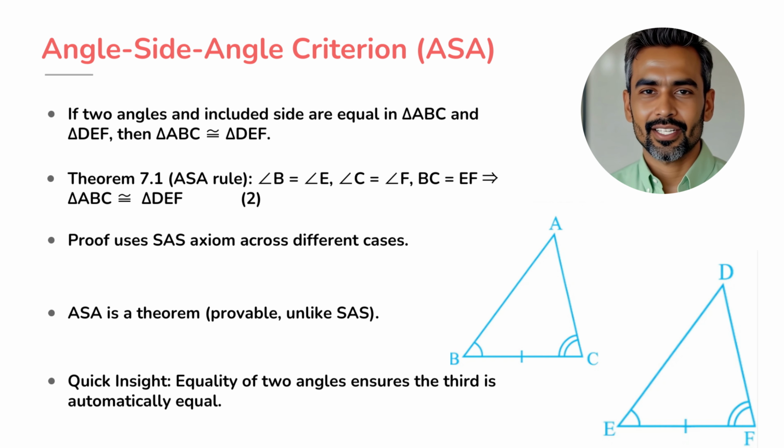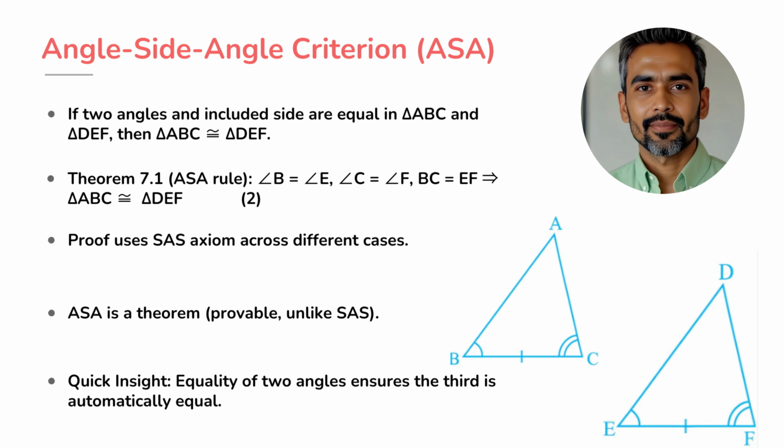Let's dive into another important criterion of triangle congruence, the angle-side-angle or ASA rule. Think about this: if in two triangles, two angles and the included side are equal, then the triangles are congruent. That means their shapes and sizes are identical.